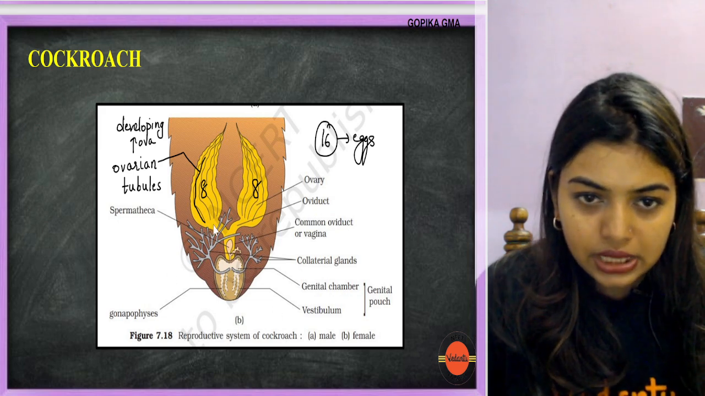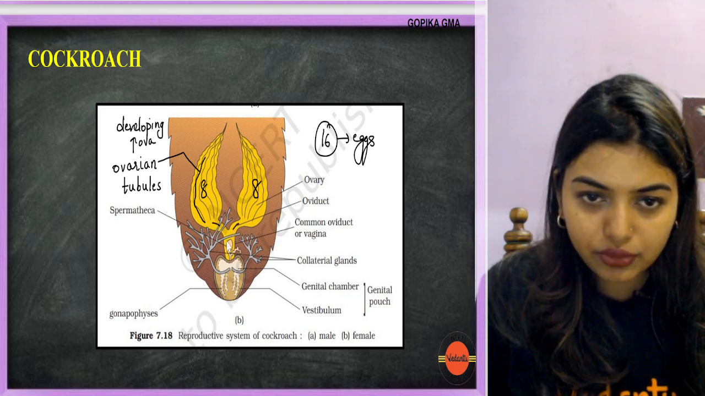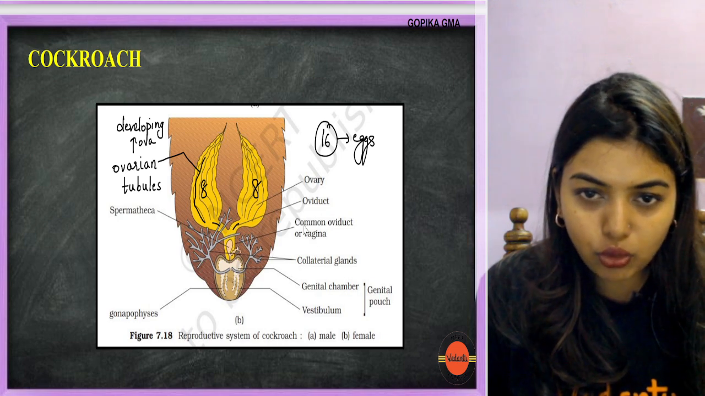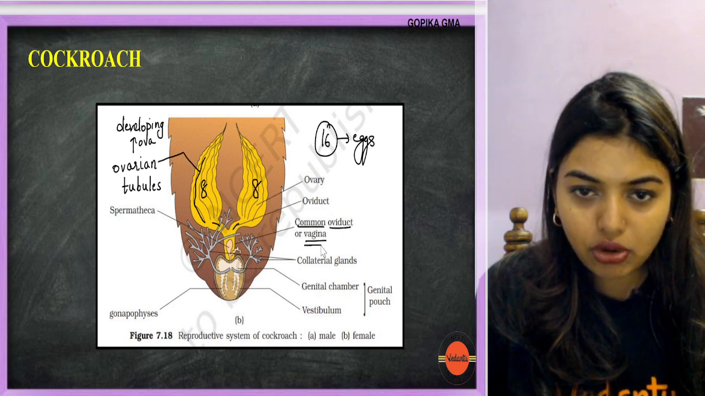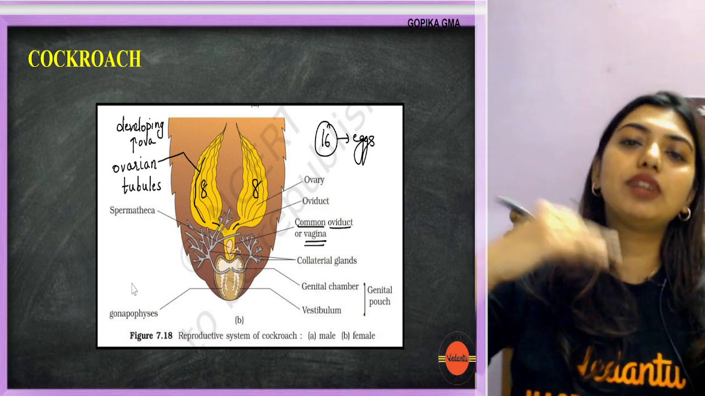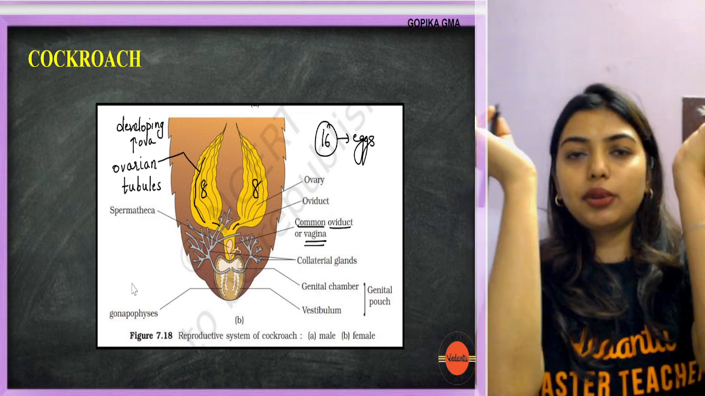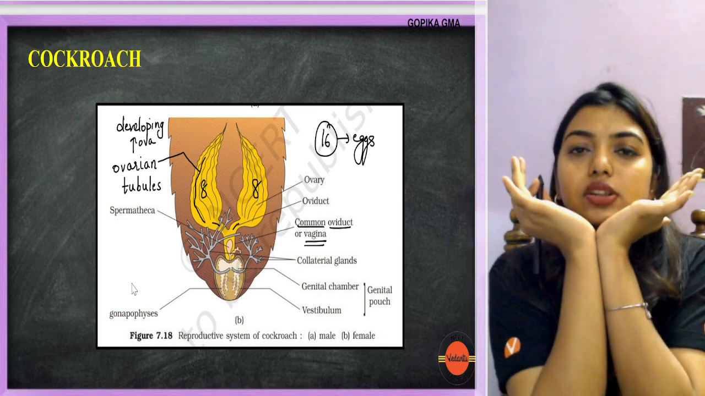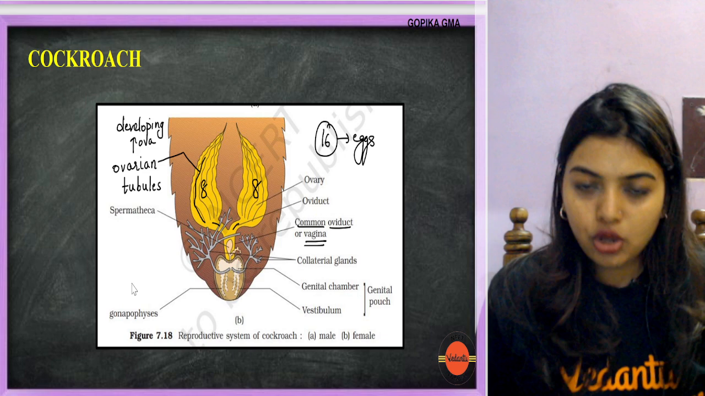Now look here. This is oviduct, this is oviduct, they are going to come and have a common oviduct, called as vagina. Don't get confused with oviduct and common oviduct. Oviduct is coming from both the ovaries. This common point is what will be called as the vagina or the common oviduct.